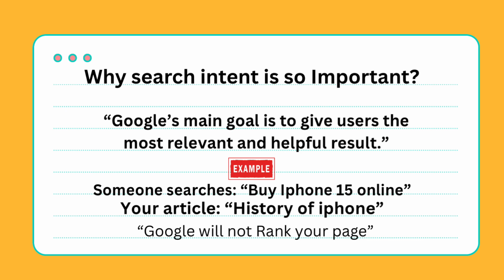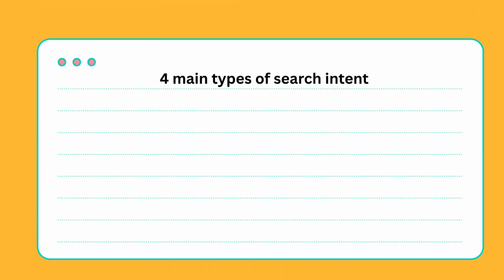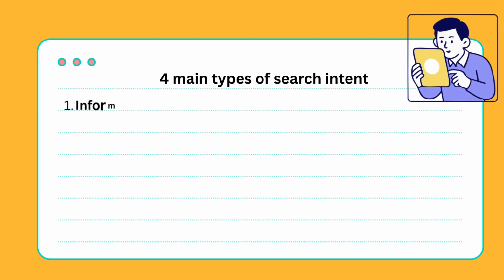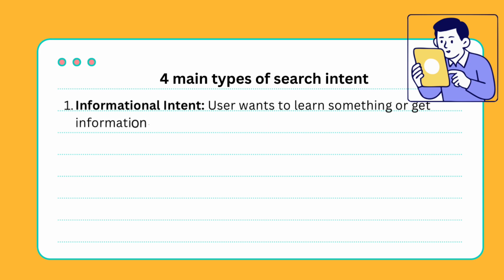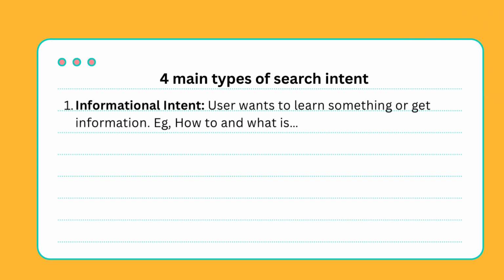4 types of search intent. In SEO, there are generally 4 main types of search intent. 1. Informational intent. This happens when the user wants to learn something or get information. Examples: how to learn SEO, what is digital marketing, how to lose weight fast. For these searches, blog posts, guides, and tutorials work best.